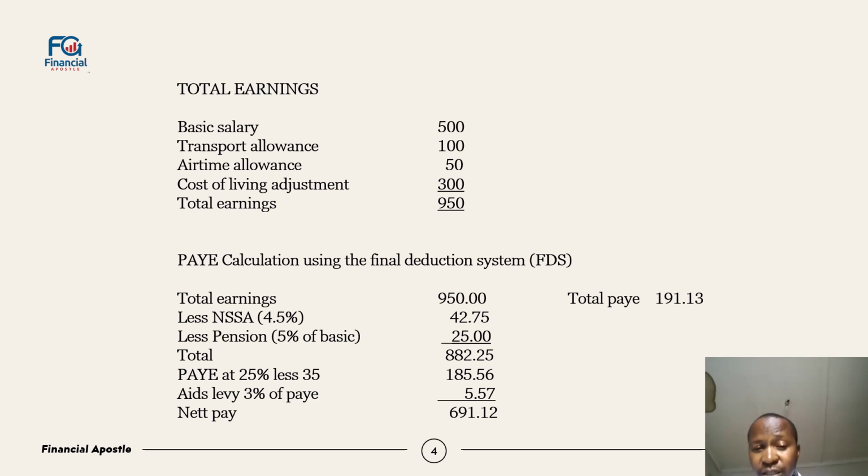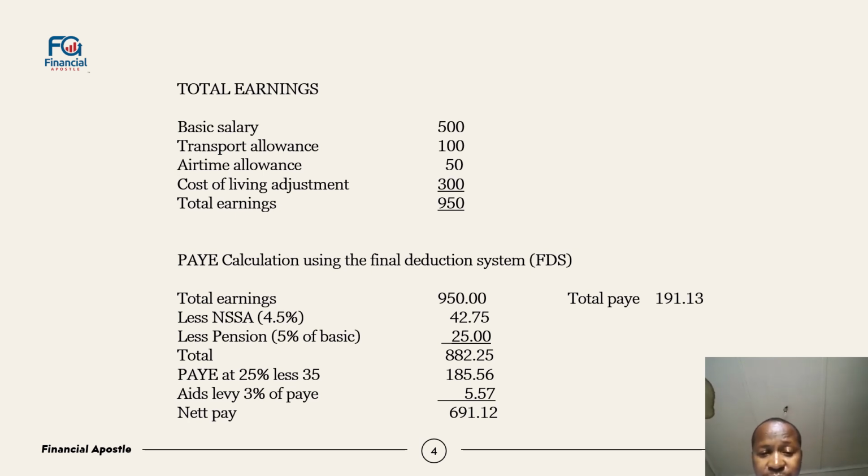So we are deducting the NSSA contribution and the pension contribution, which is $42.75 plus the $25, which means if we subtract those from $950, we get $882.25. This is the figure that we will use to calculate our pay as you earn. This individual falls in the 25% bracket. So 25% of 882, and then we less $35, we get $185.56. Then we calculate 3% AIDS levy on that $185.56, which comes to $5.57.